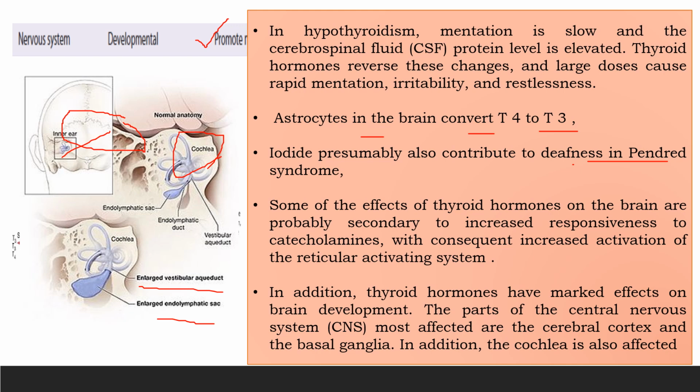Now, some of the effects of thyroid hormones in the brain are probably secondary to increased responsiveness to the catecholamines, with consequent increased activation of reticular activating system. So we know that when there is hyperthyroidism, there is more irritability, restlessness, rapid mentation. We know that this is also contributed by the increased responsiveness to the catecholamines, which is stimulating the reticular activating system, which is a system of our alertness. Now, in addition, thyroid hormones have marked effects on the brain development. The parts of the central nervous system most affected in case of hypothyroidism are the cerebral cortex and the basal ganglia. In addition, cochlea is also affected.